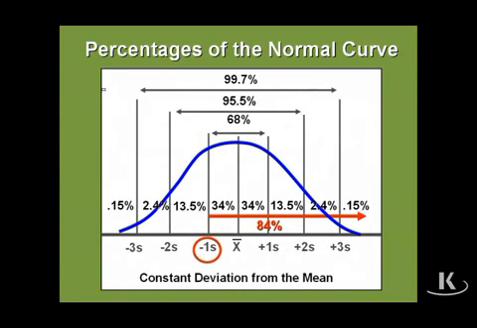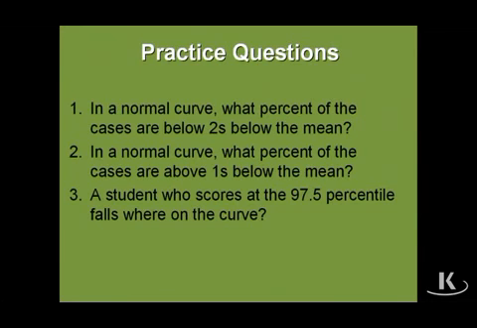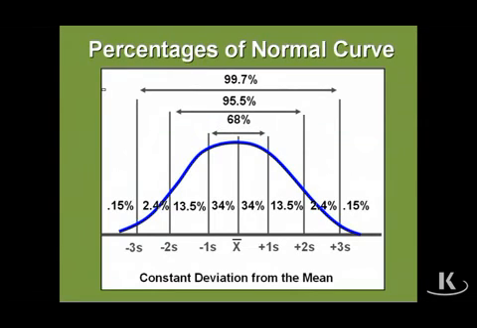Once you have the numbers, it's just a matter of reasoning, thinking clearly in order to answer the questions that are presented. Next, we have a student who scores at the 97.5 percentile. Where's this student on the curve? Well, let's look back at our graph once again. You know that the mean would be the 50th percentile. From the mean downward are 50% of the cases, right?